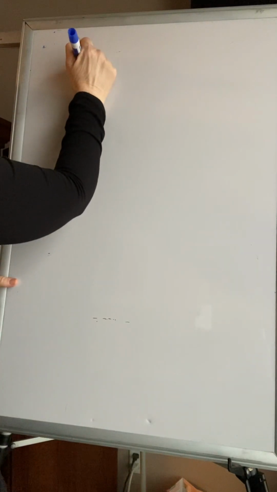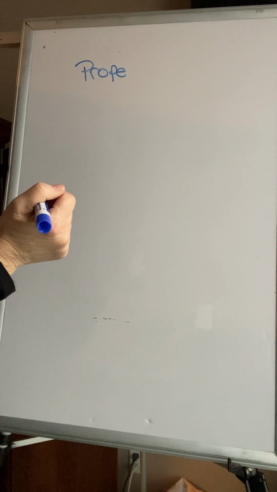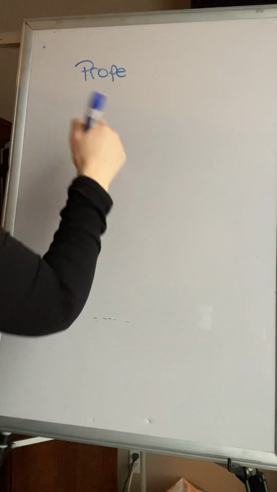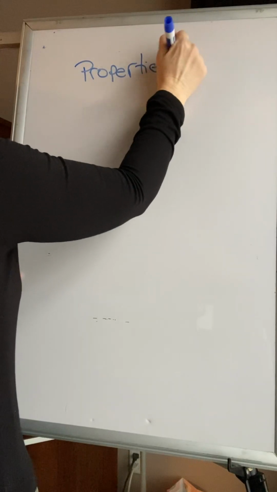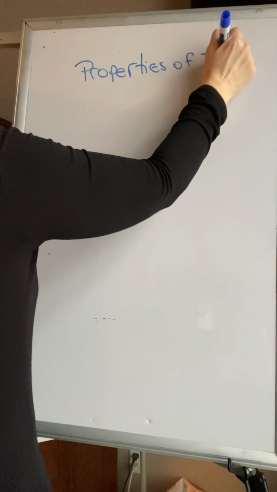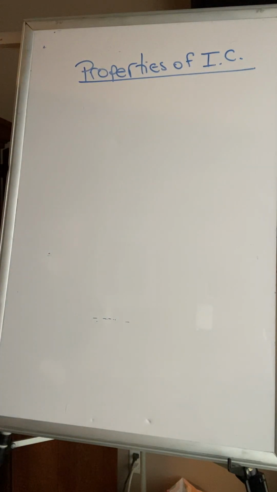Okay, now what we're going to do is we're going to go back and we're going to look at the properties of ionic compounds one more time. Today, what we're going to do is we're going to remind ourselves what the properties are, but then we're going to go into an explanation of why do they have those properties. So your title here is just going to be properties of ionic compounds. Try to stop and think about what those properties are. You need to know them.